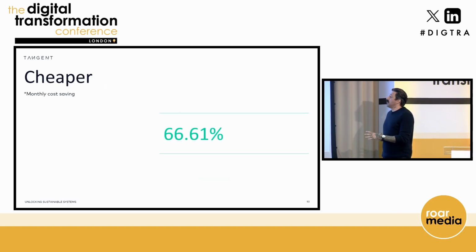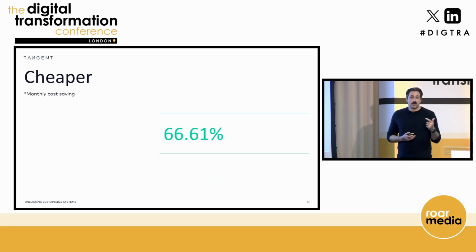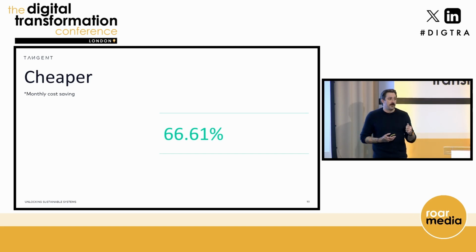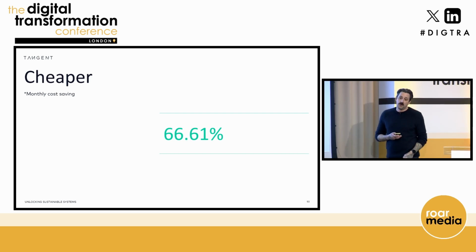Cost-wise, Sitecore is expensive. There was a lot of expensive infrastructure about it. Now we're relying on CDNs, which are relatively cheap in comparison. We saved 66.61% of OpEx costs just by taking this approach and taking down the reliance on cloud infrastructure.